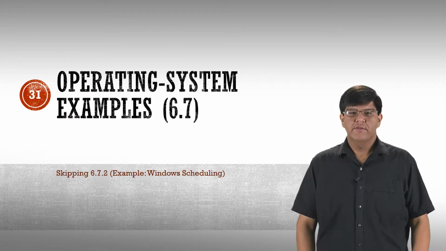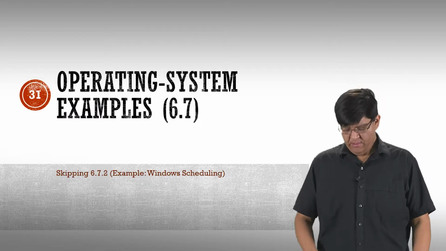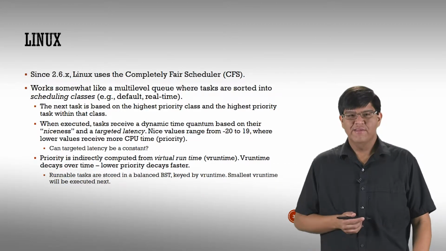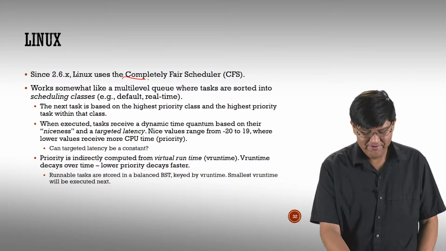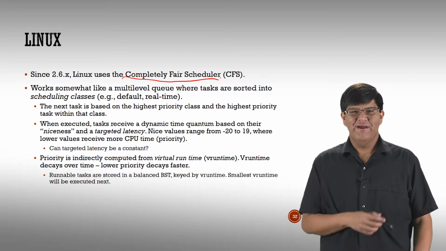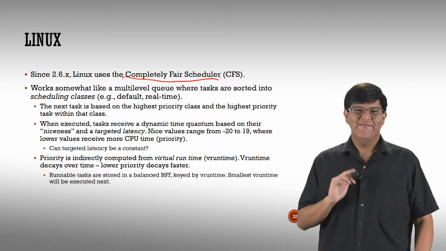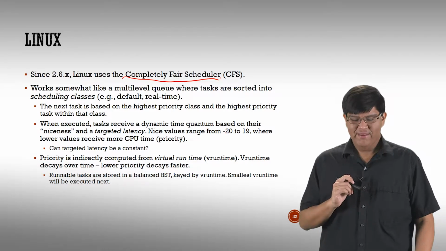In this video, we're going to spend just a minute to talk about how the scheduler works on a couple of real-world operating systems. The first one I want to talk about is Linux. Linux uses what is called the completely fair scheduler, which I think is kind of a funny name because I don't know what they would have had before. Was it like the completely unfair scheduler or something? I'm not quite sure. So they use CFS.